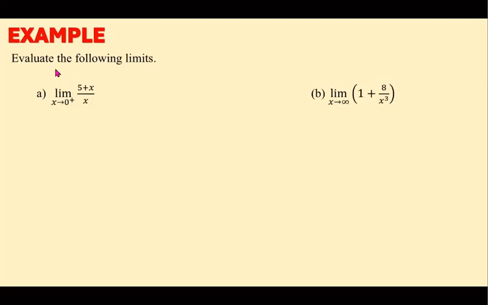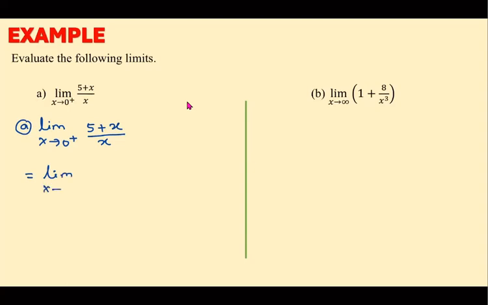So here is our next example. Here also we have two problems. So let me solve A first, and then we go to B. So in A, we have limit as x approaches 0 from the right of 5 plus x over x. I just want to rewrite this a little bit. Limit as x approaches 0 from the right of, see, we have 5 divided by x. I can write that as 5 over x, and then plus x over x, that is a 1.